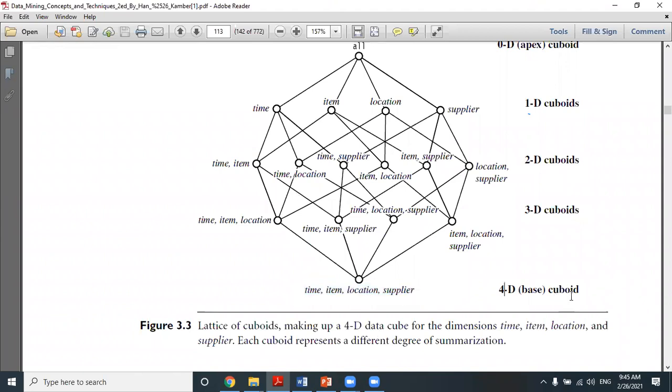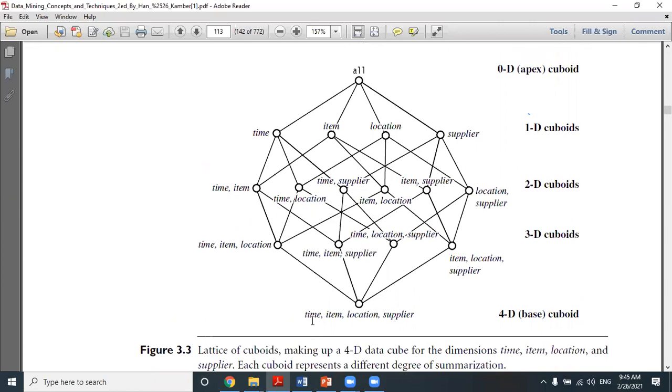This is the 4D base cuboid, where base cuboid means the bottom or lowest cuboid, and that will be represented in terms of a lattice. I think all of you have some idea about the lattice, because in mathematics you have already learned about it. A lattice is nothing but a collection of nodes connected with a defined relationship. Look at the lattice very carefully: we will start from the bottom and then gradually move to the top.